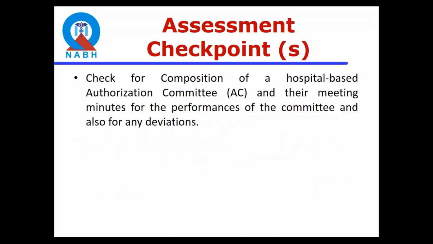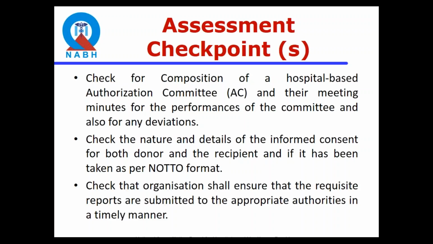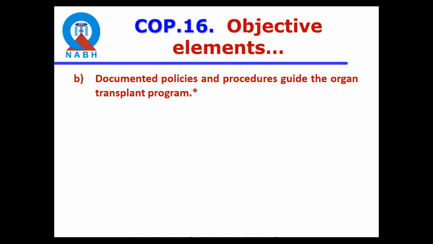The other thing is the approval coming from the authorization committee. And again, there are formats. If you go to the NOTTO website, you can download the forms. There's Form 1 to Form 21. Forms 1, 2, 3 essentially deal with various types of consent forms that need to be taken. So there is a format on which consent has to be taken, and we need to ensure that these consents are taken in that format. And again, the reports have to be submitted, specifying whether the transplant is being done or not.